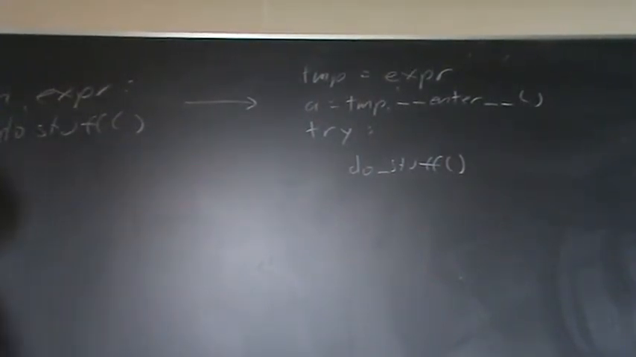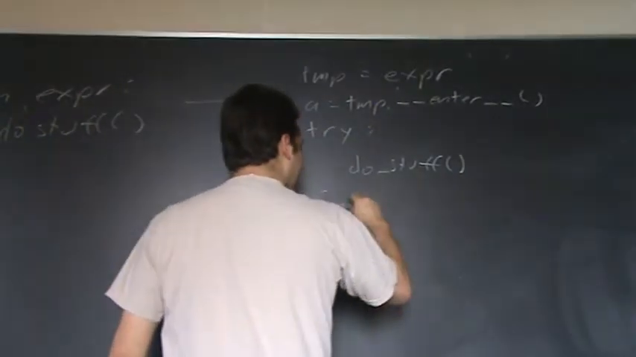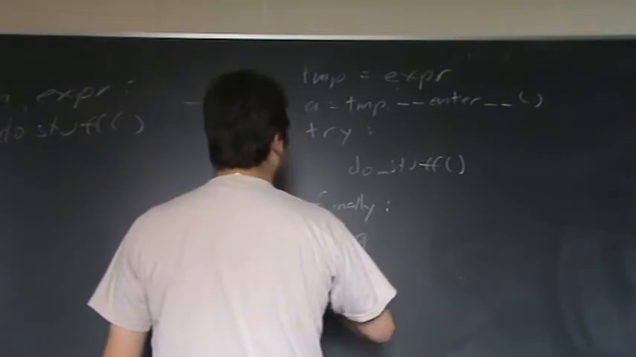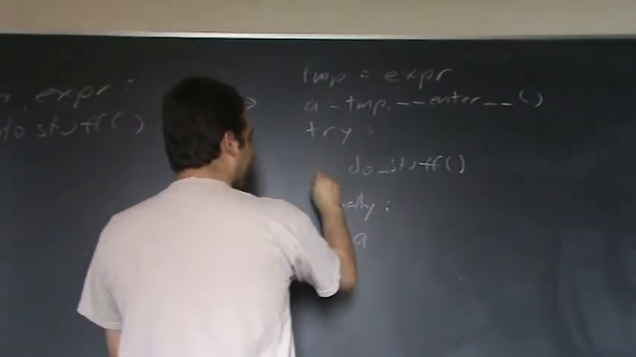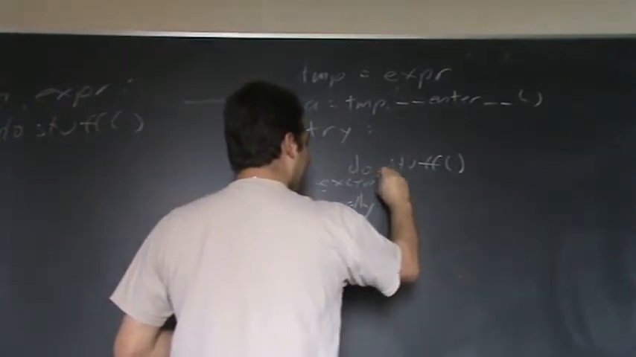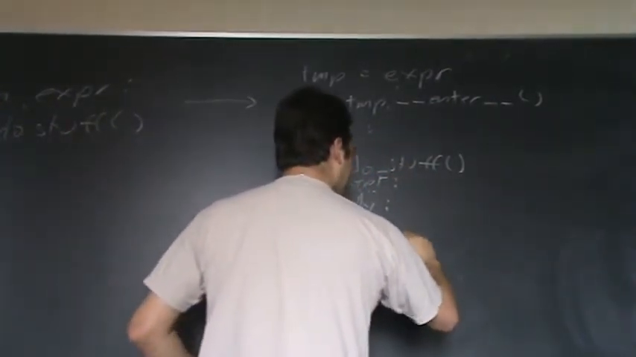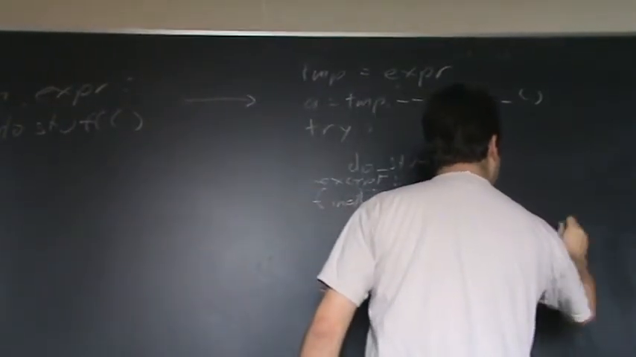I see. So the idea is that it transforms this structure that the parser gives you into this, well, there's an except, and then finally, because that's just the definition of with in Python, basically. Exactly.